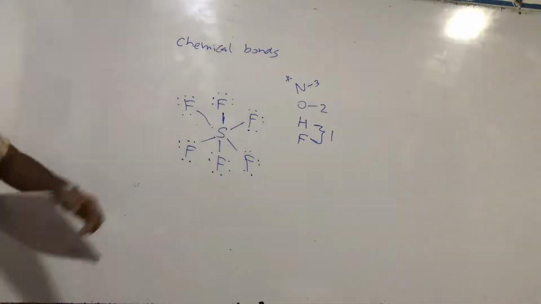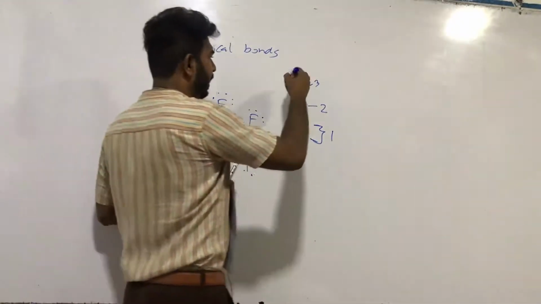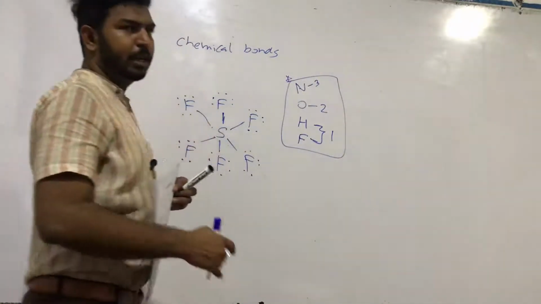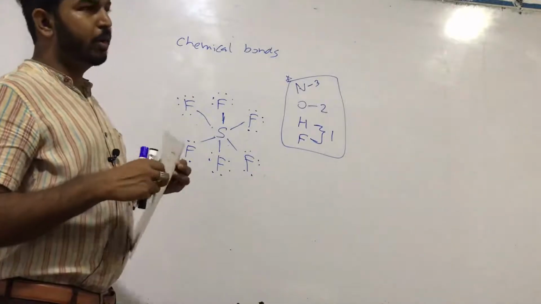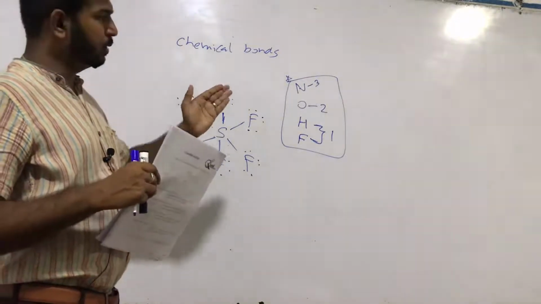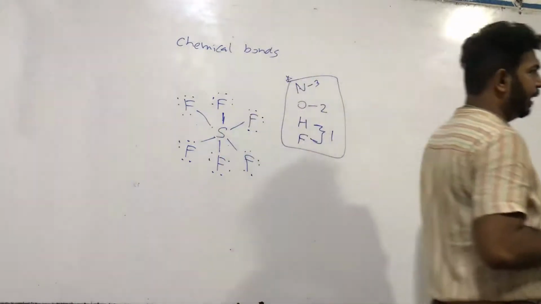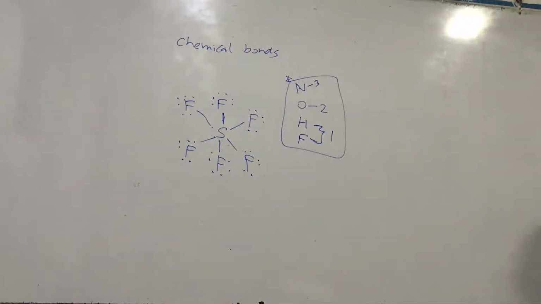So write using another color pen the number of maximum bonds. Nitrogen should contain 3 bonds. Oxygen should contain 2 bonds. Hydrogen and fluorine contain 1 bond.